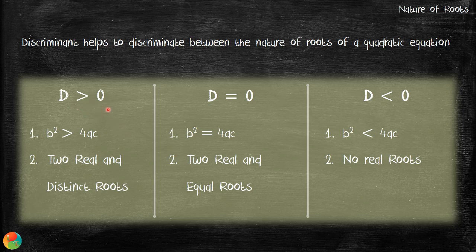If d is greater than 0, it means b square is greater than 4ac and we'll have two real and distinct roots. If d is equal to 0, then first thing we can say is b square is equal to 4ac and we have two real and equal roots. In the third case, if d is less than 0, it means negative. We'll say that b square is less than 4ac and we'll have no real roots. So as of now, we have accomplished the relationship between the nature of roots and discriminant of the quadratic equation.